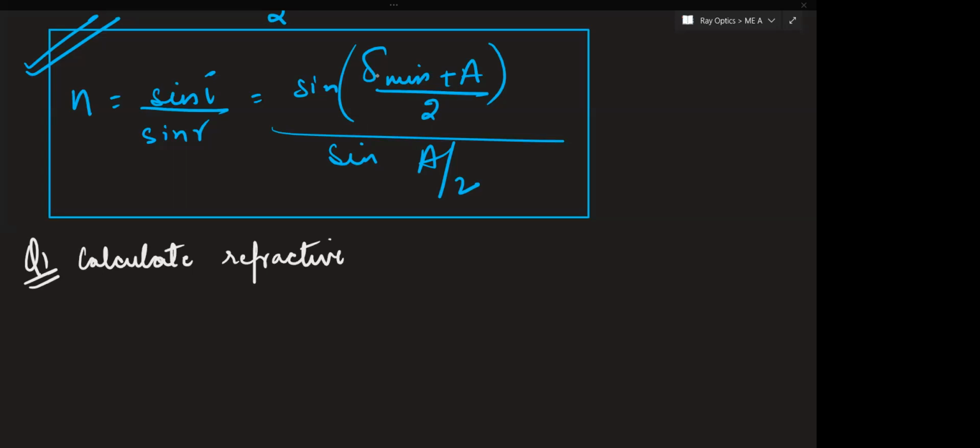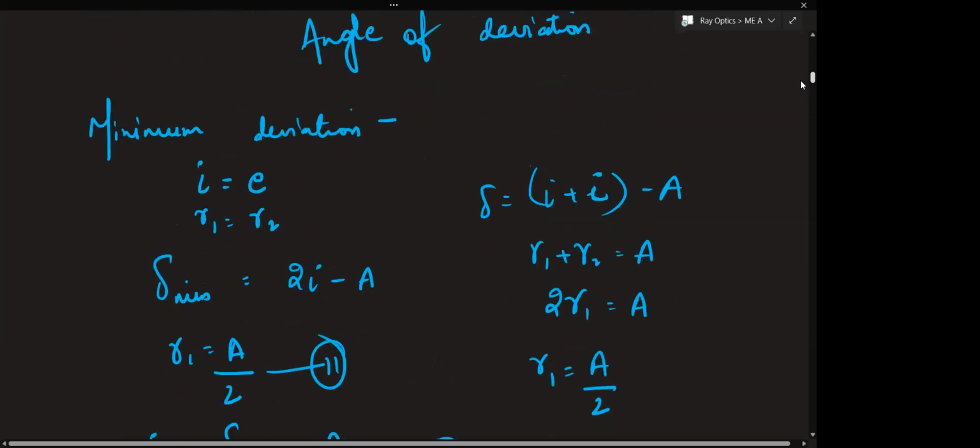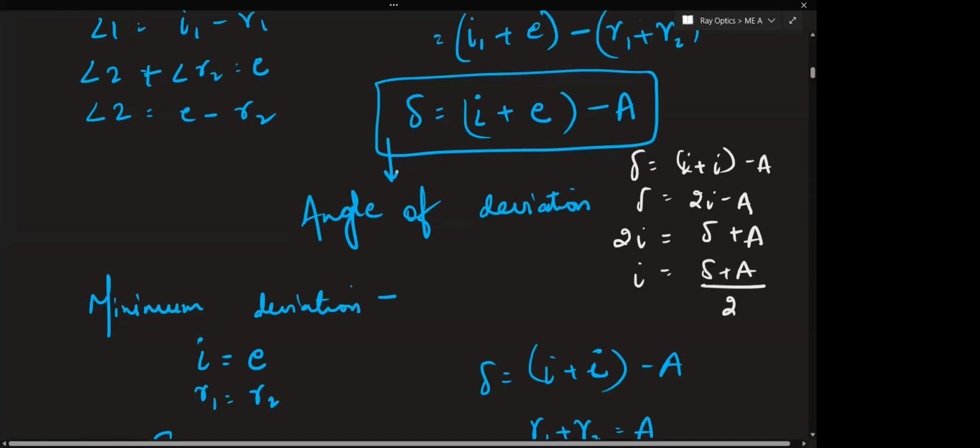Just before Snell's law, this I part. Look, this we had derived: delta is equal to I plus E minus A. Till this, is it clear, Fatima? Okay, now see, I and E are equal. So instead of this E, I can write I because both are equal. So that becomes I plus I minus A. So delta is 2I minus A. How can I write I? 2I will be equal to delta plus A. I will be equal to delta plus A divided by 2. Since this is the minimum condition, that's why I'm adding this minimum. Got it? Yes, teacher.